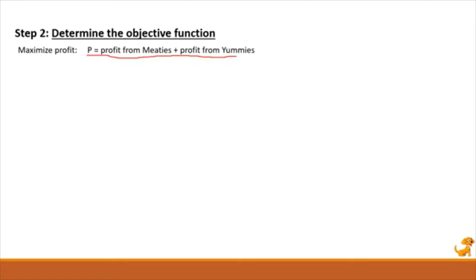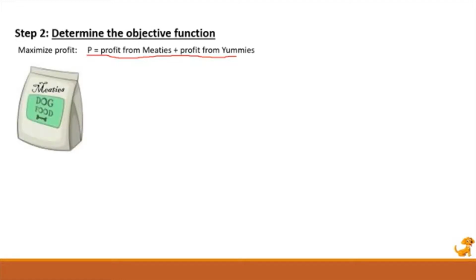Now the question is, how much profit am I getting from meaties and how much profit am I getting from yummies? The question does not state it outright, but I'm sure we will be able to calculate it. So there's a package of meaties. What we want to do is, from the information that we are given, calculate what the profit is for that one package, and then we will be able to work out what the total profit from meaties is.